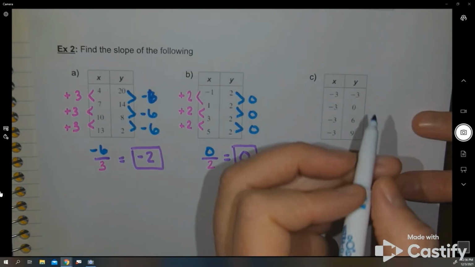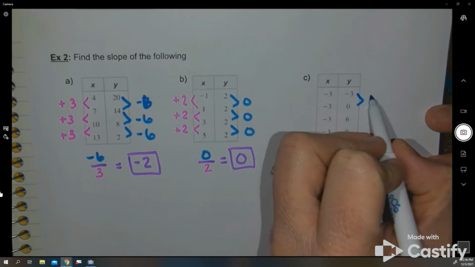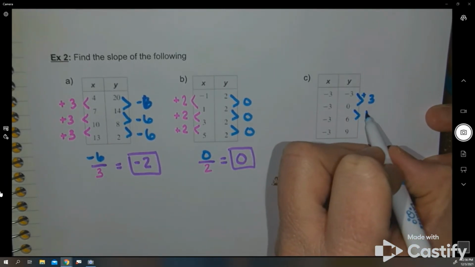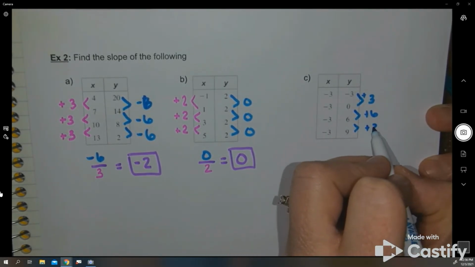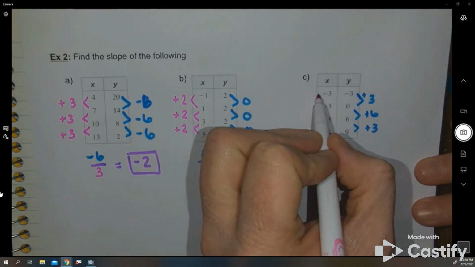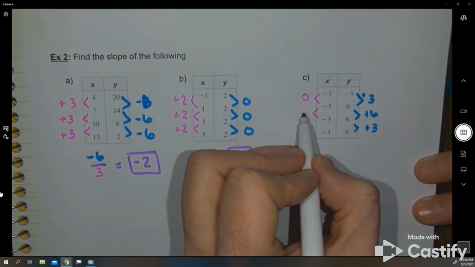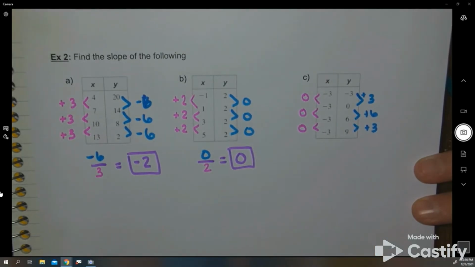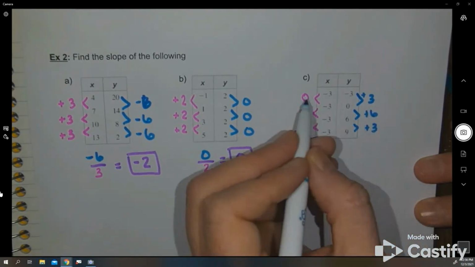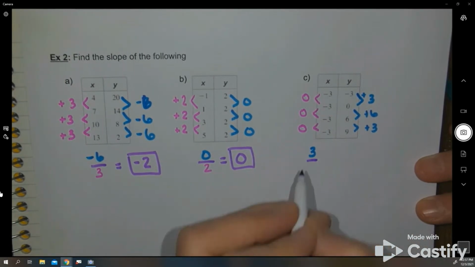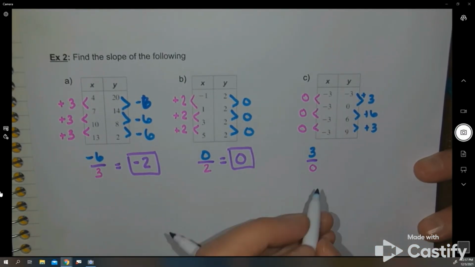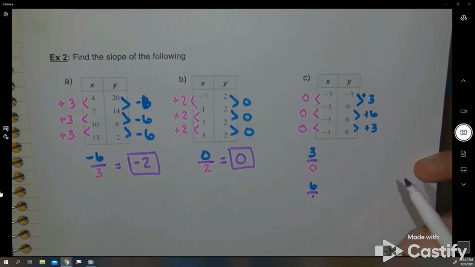All right, next one. From negative 3 to 0, we went up 3. From 0 to 6, we went up 6. And from 6 to 9, we went up 3. On the x side, from negative 3 to negative 3, we went 0. Negative 3 to negative 3 is 0. Negative 3 to negative 3 is 0. So what I have here is two of them are the same. So I have 3 over 0, and then I have 6 over 0.